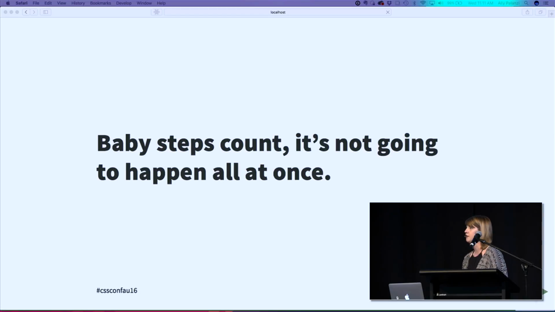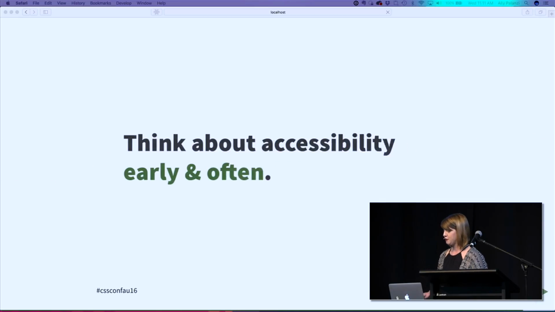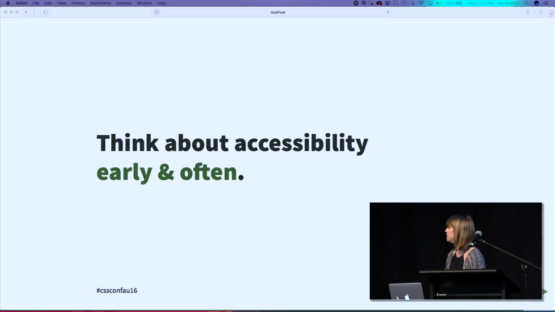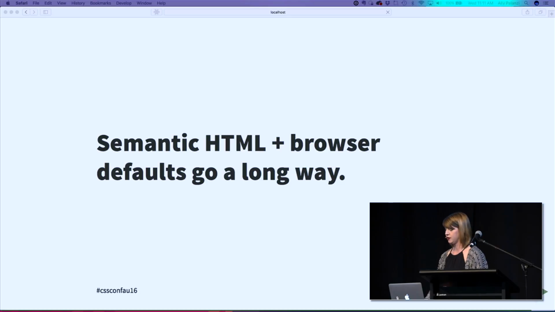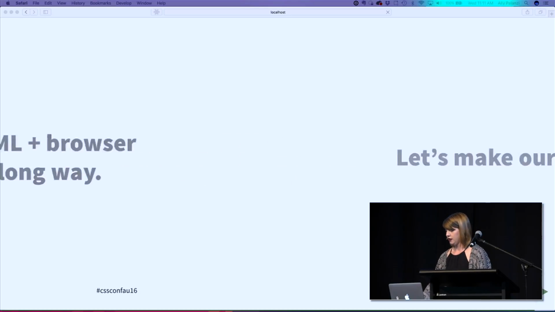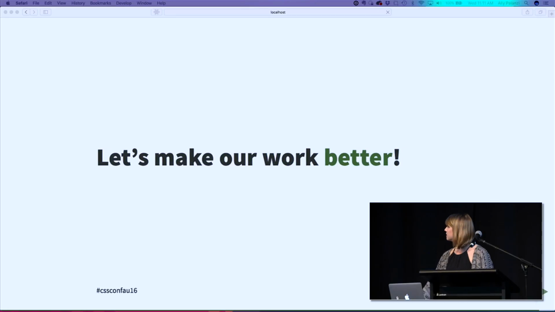We've been at this now for a few months, and that screenshot of the kind of inaccessible Curbed is still out there. Thinking about accessibility early and often is very important. Semantic HTML and browser defaults go a long way. Don't overwrite how the browser already works. And in general, let's just make our work better.